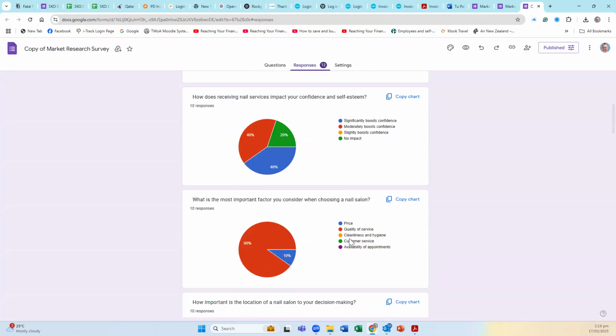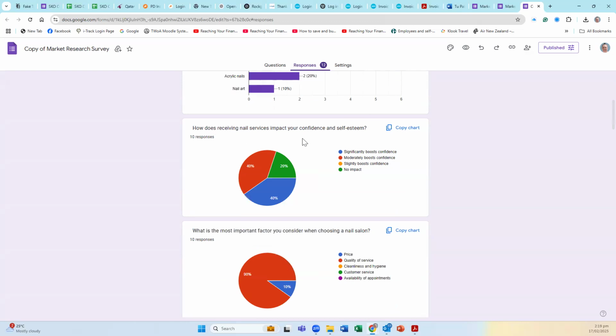So if you go to number 3, this question here: how does receiving nail services impact your confidence and self-esteem? So 40% moderately and 40% significantly. So that's a total of 80%. So we can add those two together. 80% of those who responded at least moderately feel that the nail services impact their confidence and self-esteem. So let's put that in.